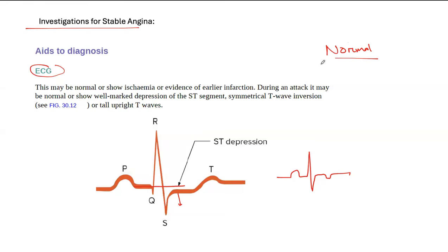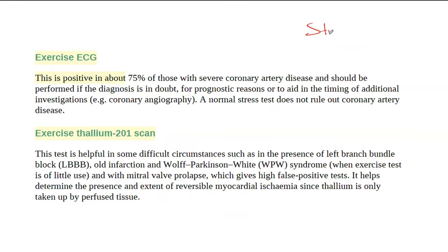whether we can find any ECG changes when the patient is under stress. So that's why we call it a stress test. And there are a lot of stress tests. For different groups of patients, we offer different types of stress test. Let's talk about it. The most common one that we do is exercise ECG, also known as exercise tolerance test, ETT.